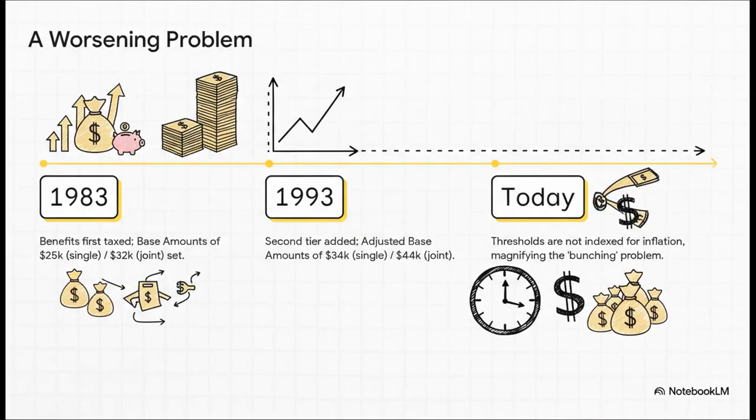What's really wild is that this problem has just gotten worse and worse over the years. Way back in 1983, when benefits first became taxable, they set these income thresholds, $25K for singles, $32K for joint filers. Then, in '93, they added another higher tier. But here's the kicker. Those numbers have never been adjusted for inflation. So a lump sum that your client gets today is being slammed up against these tiny thresholds from decades ago. It just makes that whole bunching problem so much more painful.